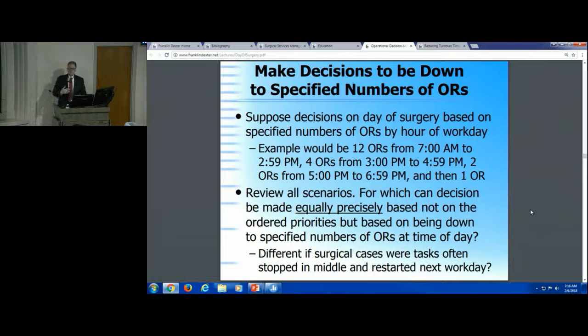What happens is, if you make decisions planning your staffing based on maximizing the efficiency of use of OR time, and then you make your decisions based on reducing the hours of overutilized time, being down to a certain number of rooms at a certain time of day is a consequence of those decisions. It's not the cause. So that would be one part to it.